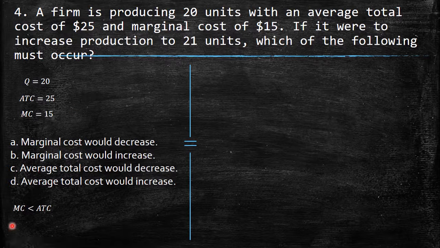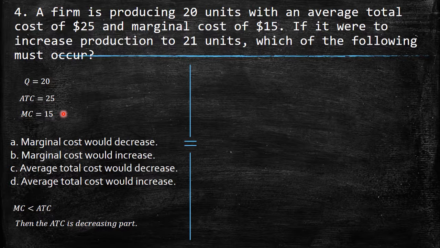First, one important fact of this one is that automatically you recognize that the marginal cost is lower than the average total cost. So what does it mean? It means that the ATC is in a decreasing part. And why? Remember the example of the average grade point. So imagine that your average, so your GPA is 25 and your next exam is going to be 15. Then automatically this one is going to decrease. So for this reason, when the MC is lower than this one, this is decreasing.